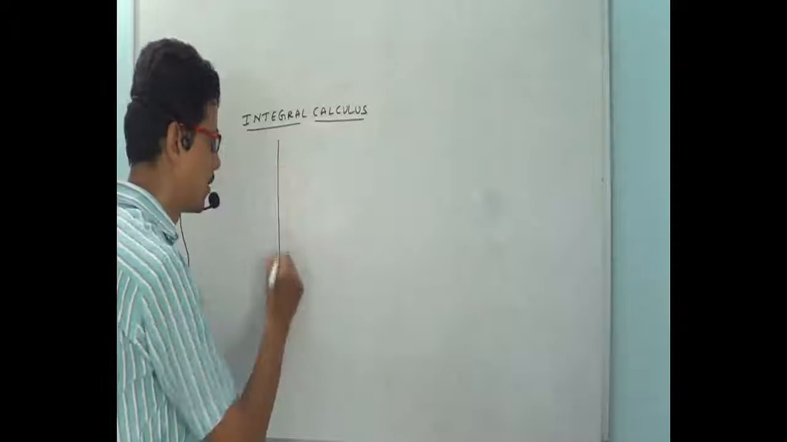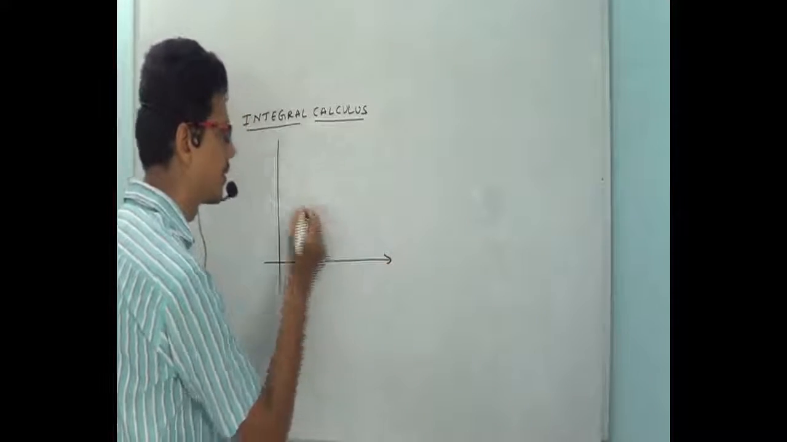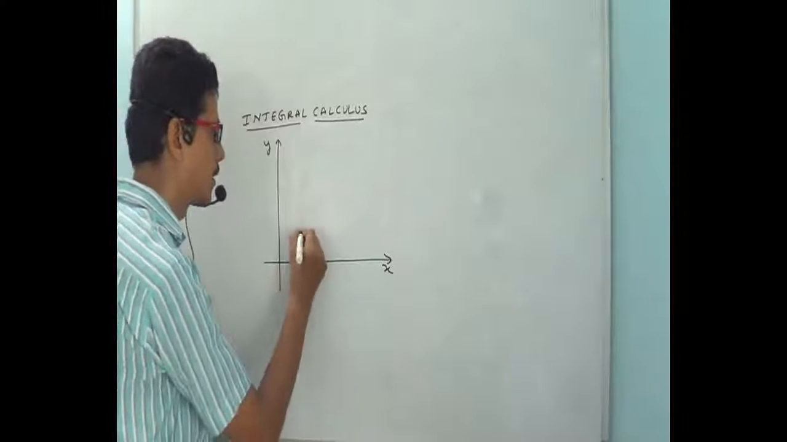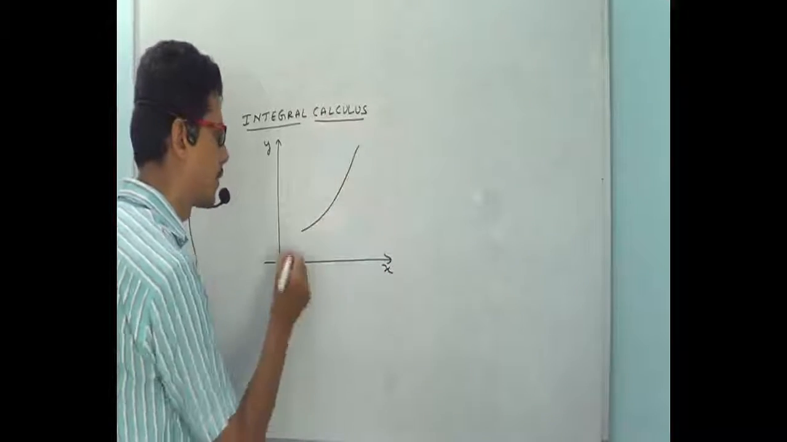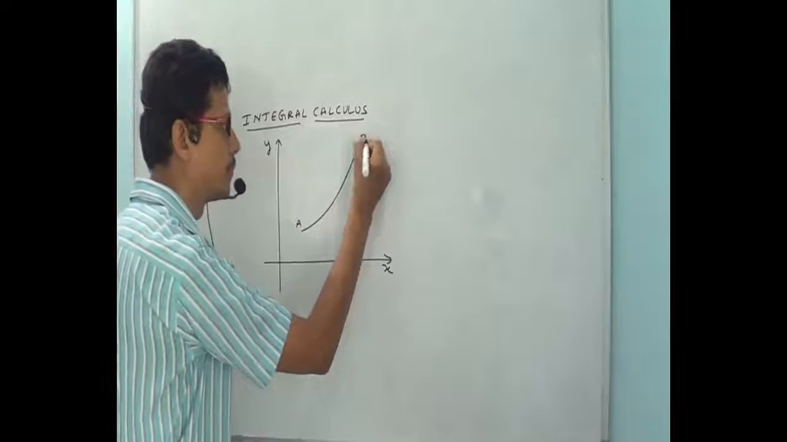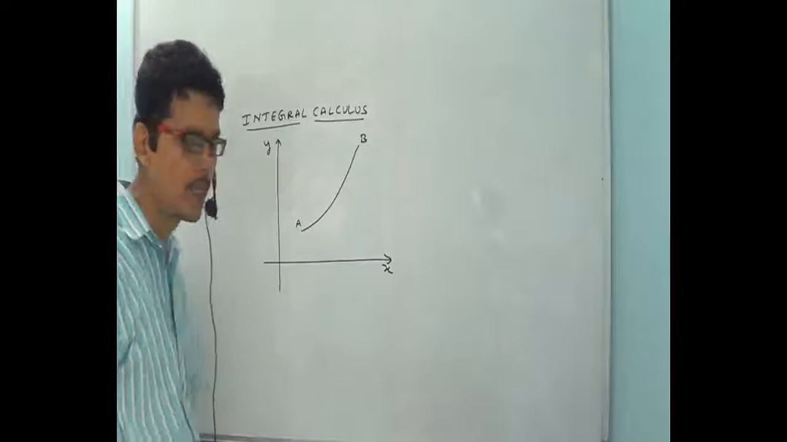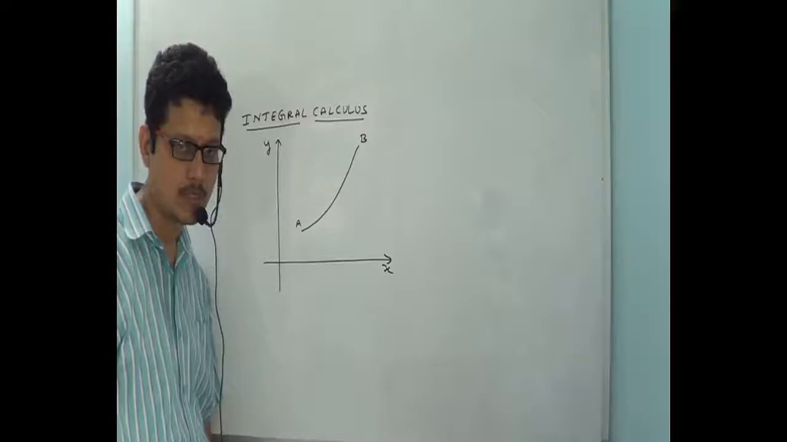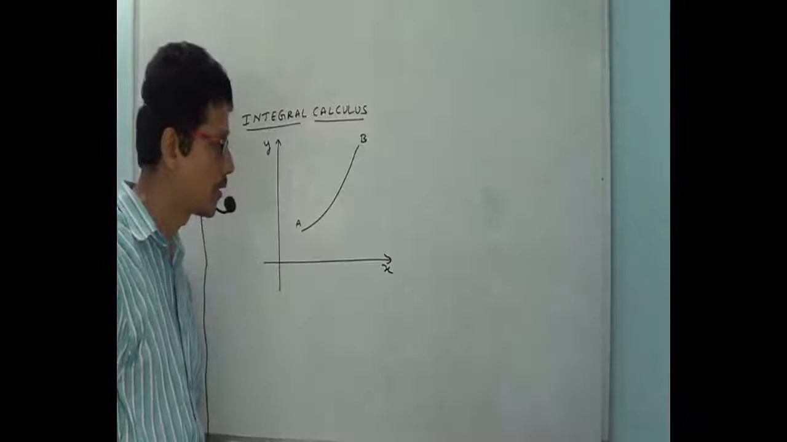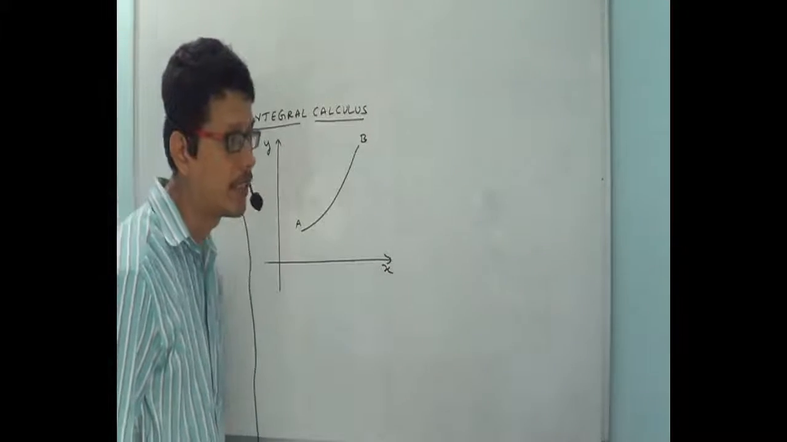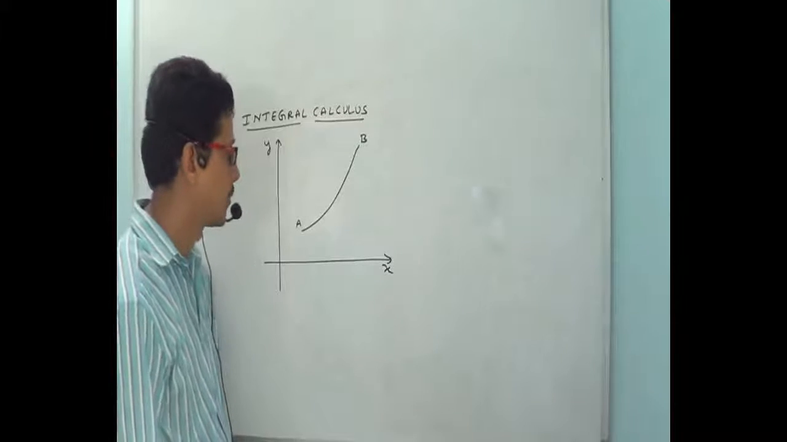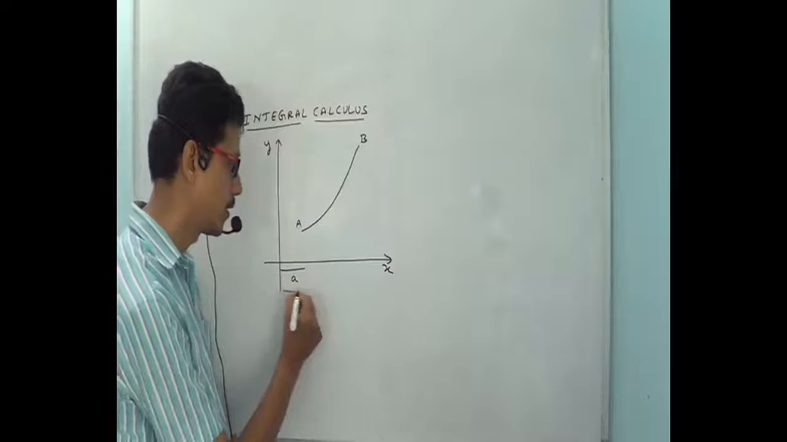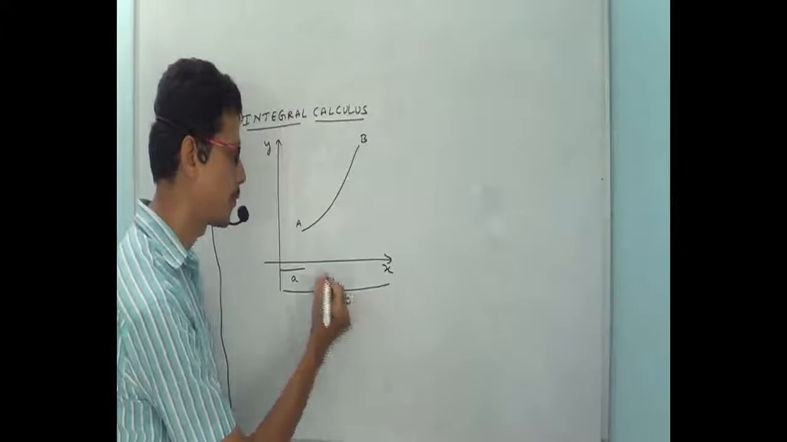First of all, there is a graph for us. This is the y-axis and this is the x-axis. And the graph is like this. This is the point A and this point is B. And now we are interested in finding the area under the graph. This point A is at a distance A from the origin, and point B is at a distance B from the origin.